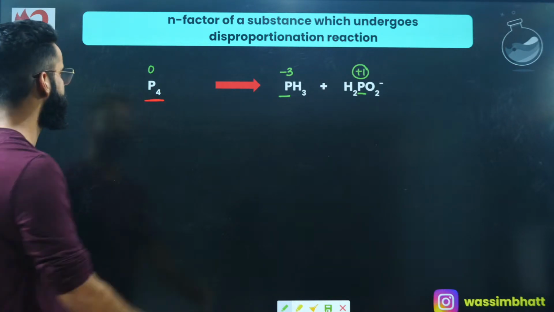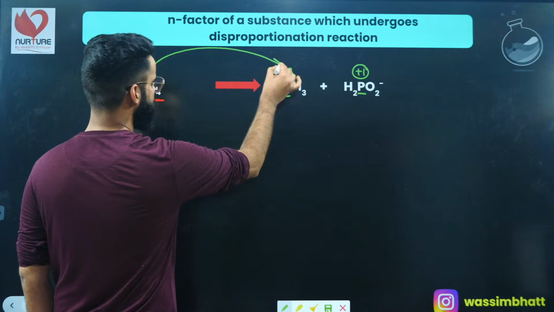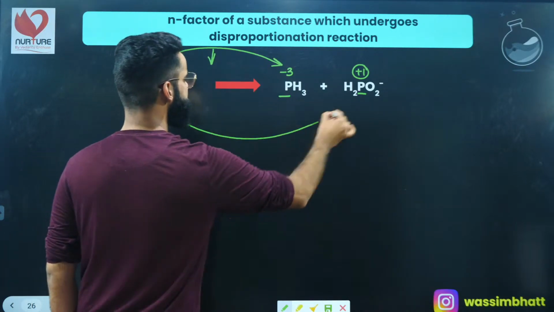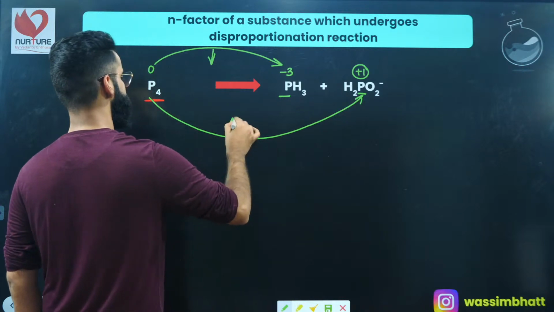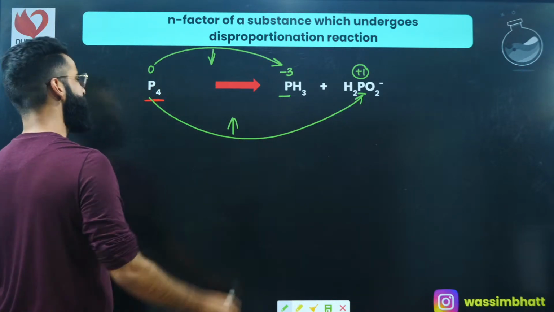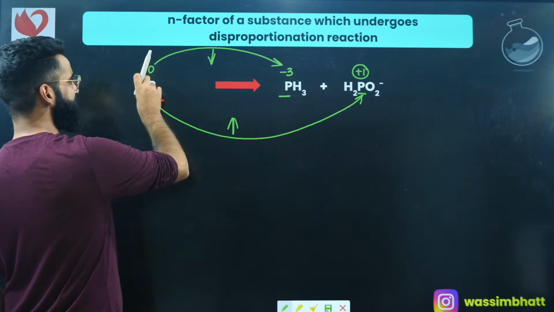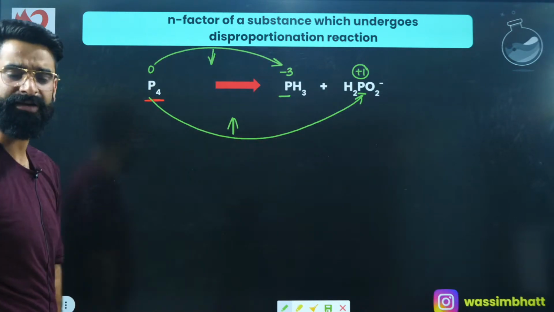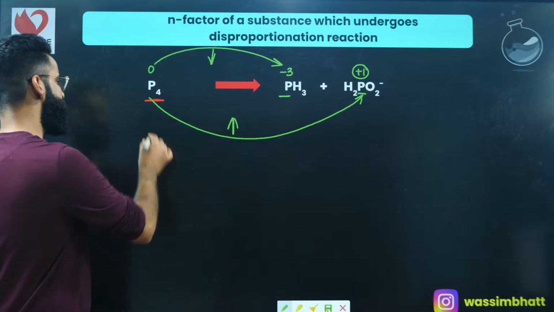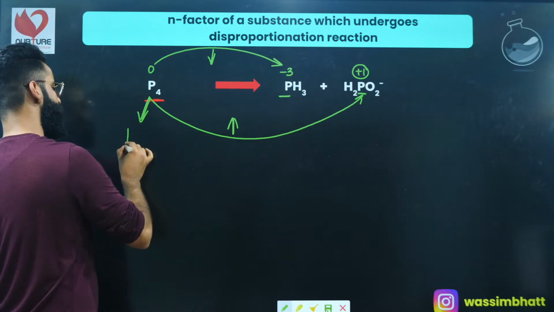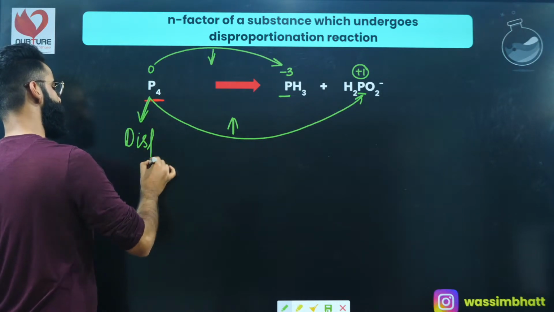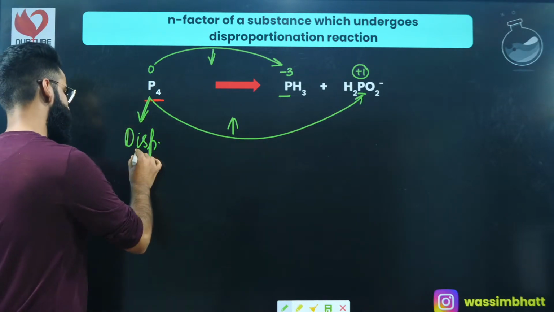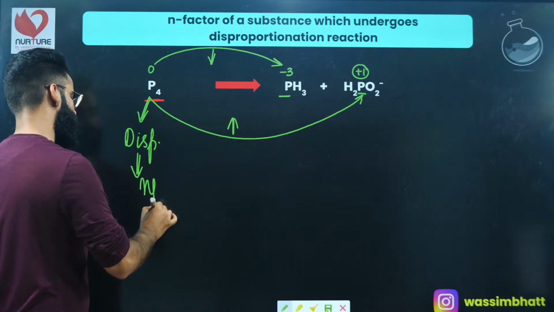Okay, now 0 to -3, oxidation state of phosphorus is decreasing. 0 to +1, oxidation state of phosphorus is increasing, right? So I'll say oxidation state of phosphorus is simultaneously increasing as well as decreasing. I'll say this P4 will be undergoing disproportionation. Yeah? And how do I calculate the N factor of the substance which undergoes disproportionation?